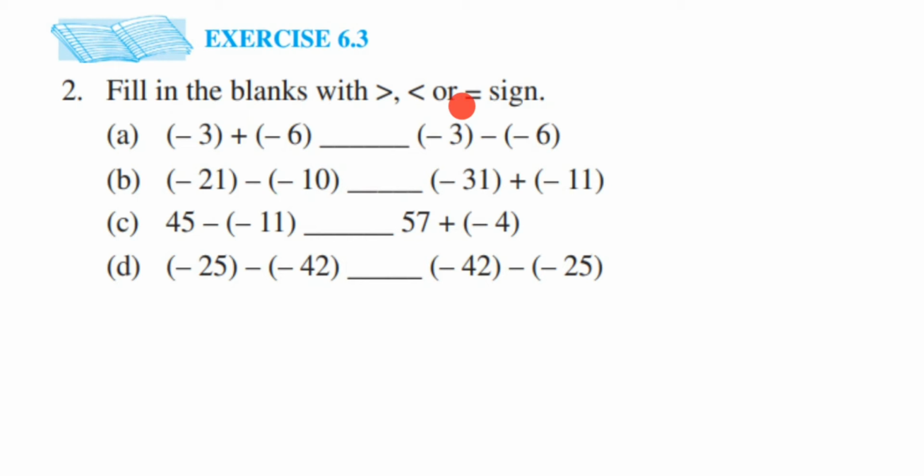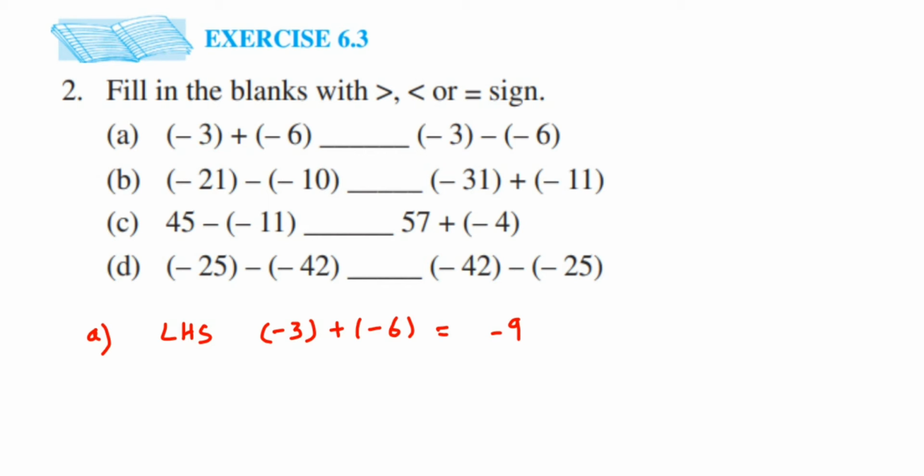The first one here is minus 3 plus minus 6 is dash, that is what we compare here, minus 3 minus minus 6. So let's start solving this. First, I'm going to take the left hand side, that is the LHS part. In LHS we have minus 3 plus minus 6. Now since both integers have the same sign, we're going to add them. So 3 plus 6 is 9 and the sign will remain the same, which is minus.